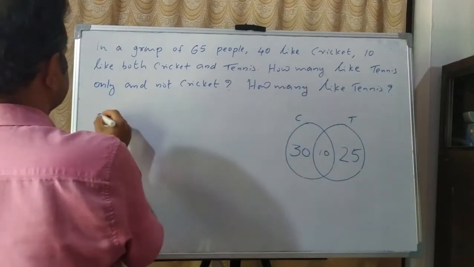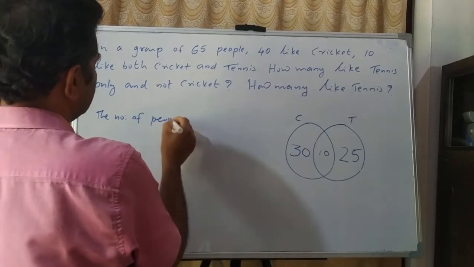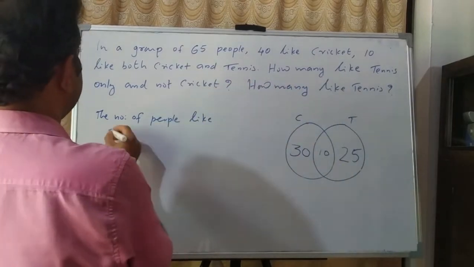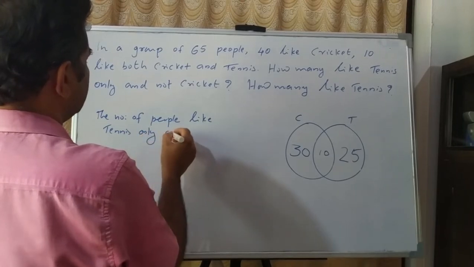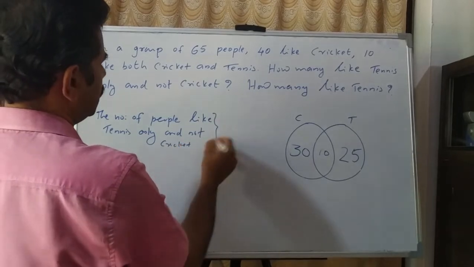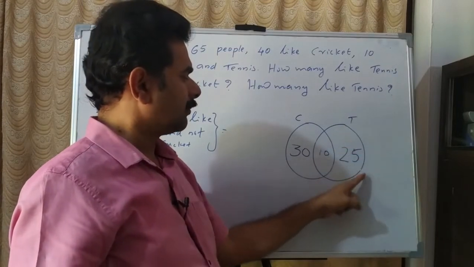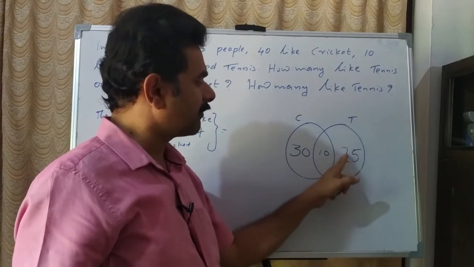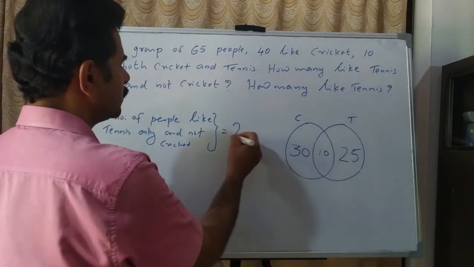How many like tennis only and not cricket? Tennis only. The number of people who like tennis only means what? 25. This 25 is only for tennis. So this is 25.